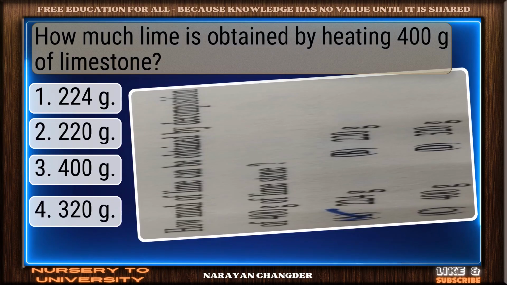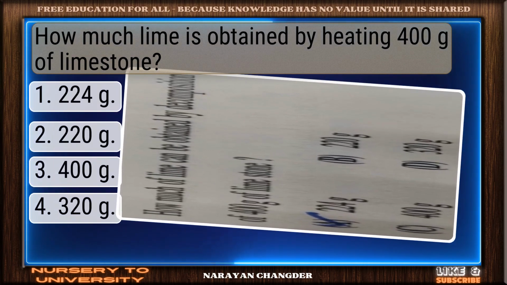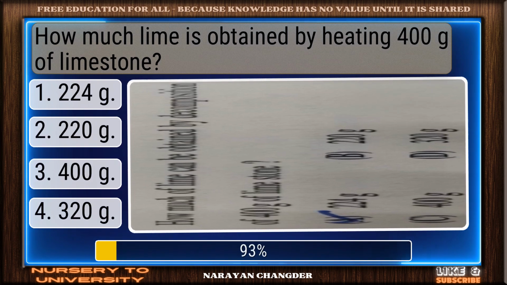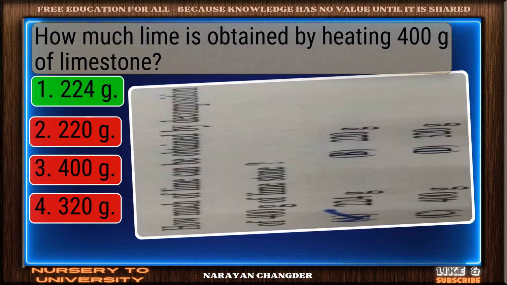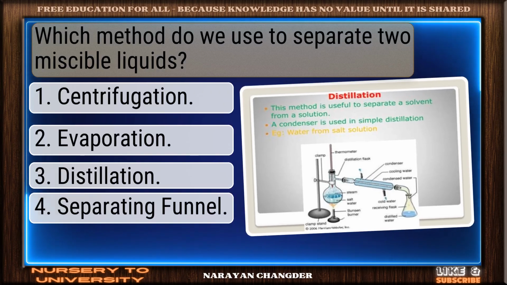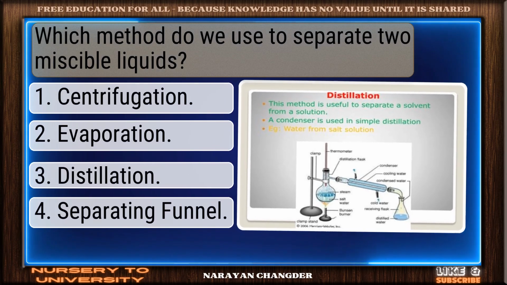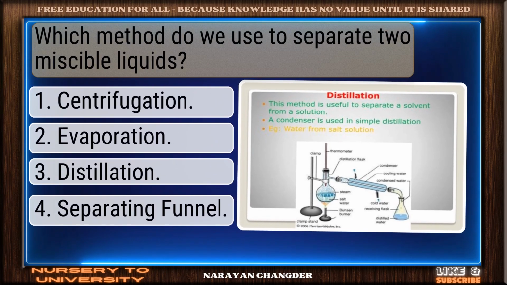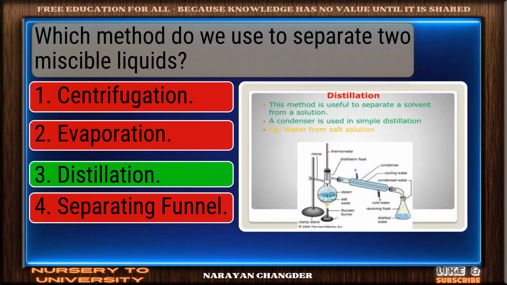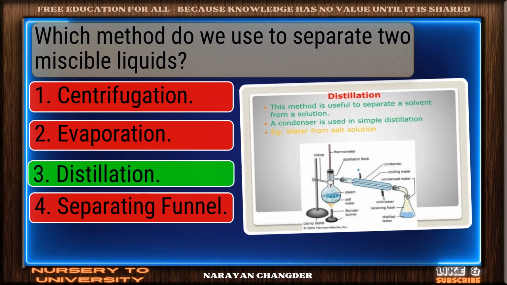Question number 150. How much lime is obtained by heating 400 G of limestone? Clear logic. Your choice 224 G is sound and 100% true. Question number 151. Which method do we use to separate two miscible liquids? Smart move. Distillation is an accurate answer.